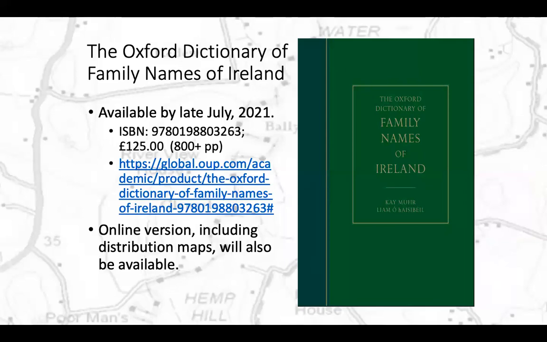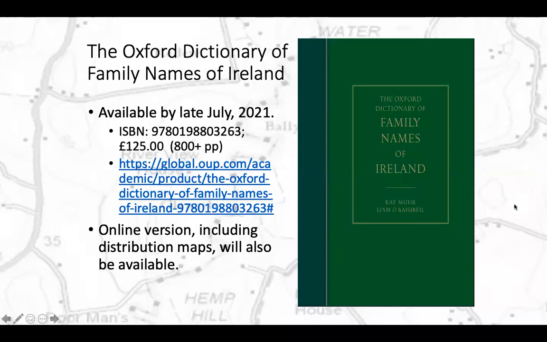It is very large, it is very expensive, but there is a lot in it, and I will try and explain what you will find if you have the chance to open a copy. Sadly, the online version, including the wonderful distribution maps by Stephen Archer, will also be available, but at an extra price. So that is the story there.